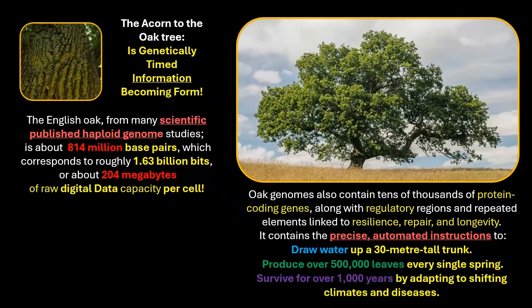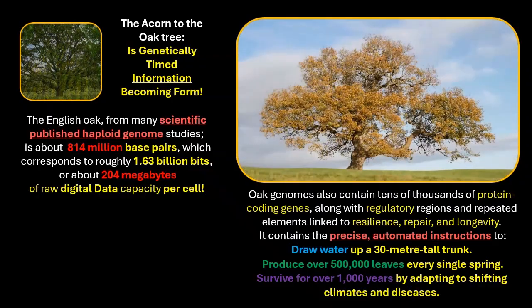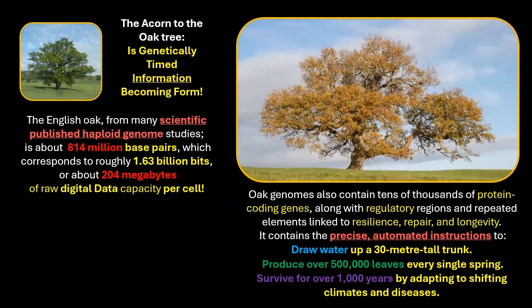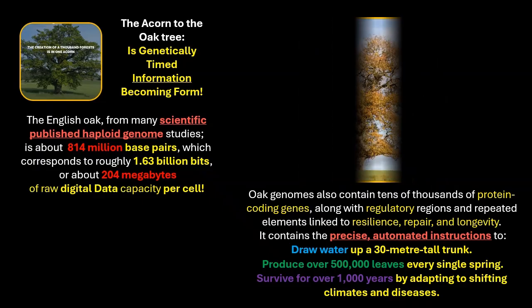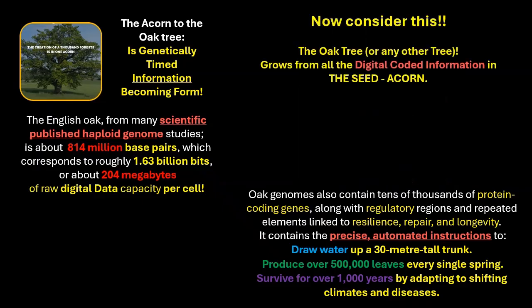It contains the precise automated instructions to draw water up a 30-meter tall trunk, produce over 500,000 leaves every single spring, and survive, some of them, for over 1,000 years by adapting with the information in the DNA to shifting climates and diseases. Now consider this.